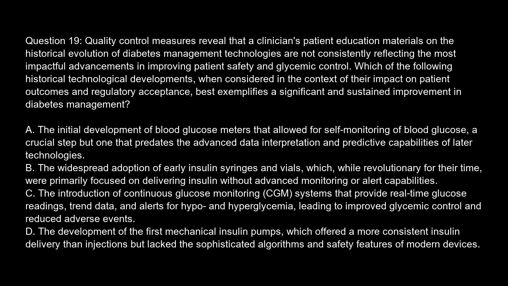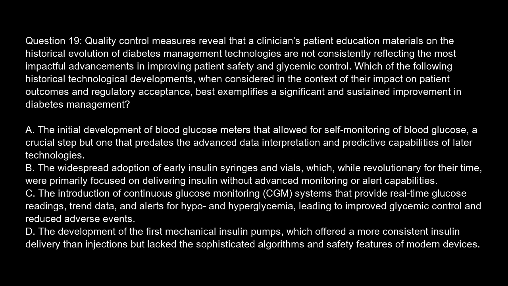Question 19. Quality control measures reveal that a clinician's patient education materials on the historical evolution of diabetes management technologies are not consistently reflecting the most impactful advancements in improving patient safety and glycemic control. Which of the following historical technological developments, when considered in the context of their impact on patient outcomes and regulatory acceptance, best exemplifies a significant and sustained improvement in diabetes management?